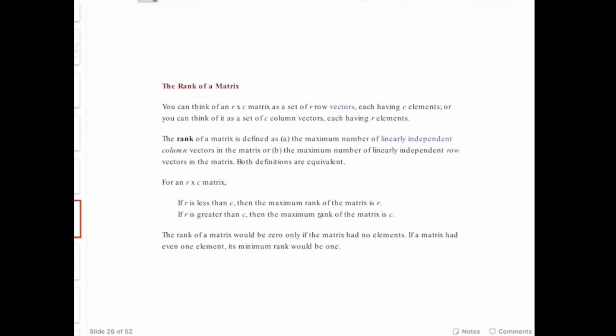So those concepts of linear independence are used to calculate the rank of a matrix, which is defined just as the maximum number of linearly independent column vectors in the matrix, or the maximum number of linearly independent row vectors in the matrix. And both definitions are equivalent. So for an R times C matrix, if R is less than C, then the maximum rank of the matrix will be R. The other way around, if R is greater than C, then the maximum rank of the matrix will be C.